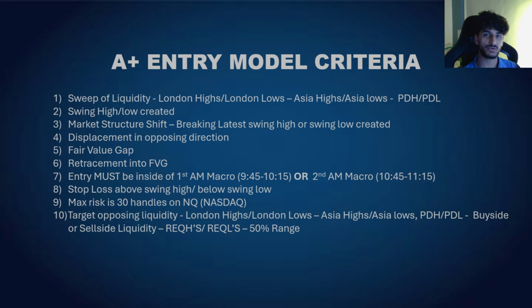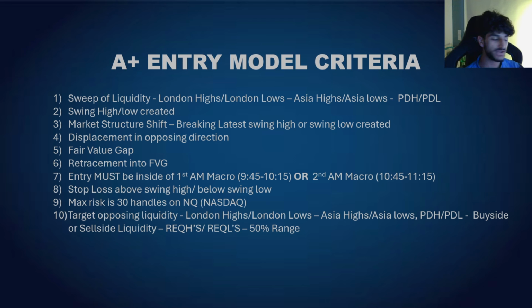And if the number of handles exceeds 30 handles in order to reach that latest swing high or latest swing low, then we place our stop loss above the displacement candle's high or below the displacement candle's low. Number 9, again, we're only max risking 30 handles on NQ, no more than 30 handles.